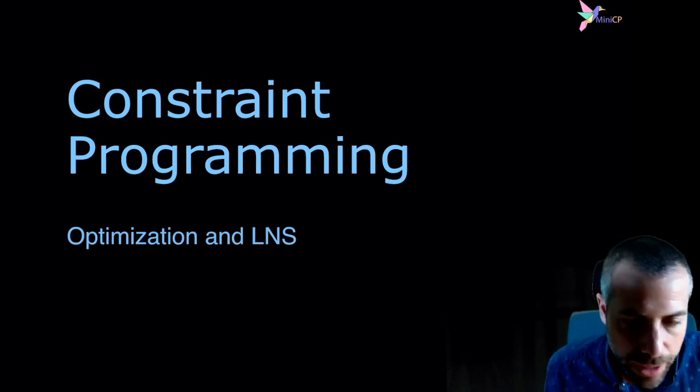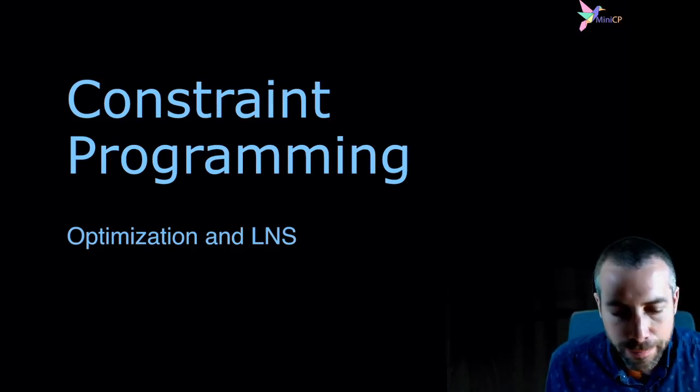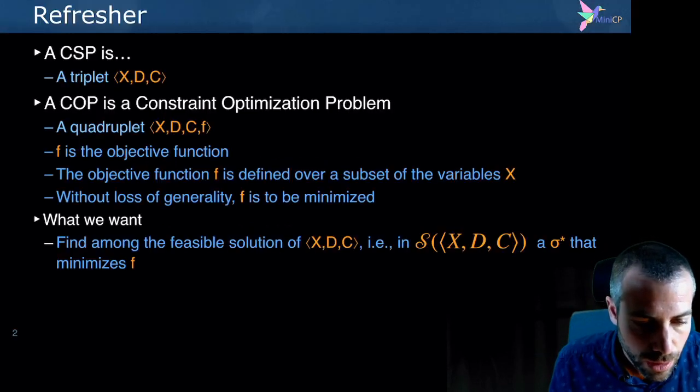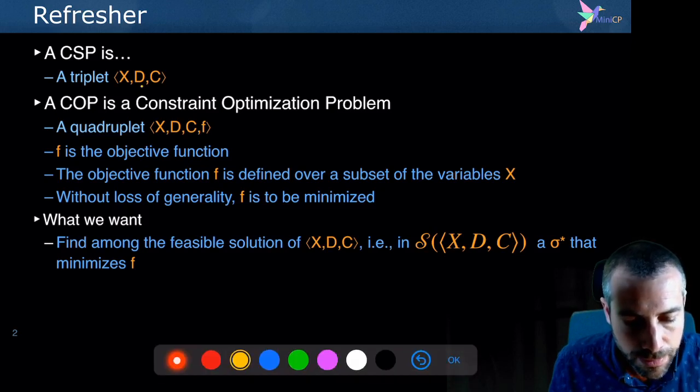In this video, I will remind you how optimization problems are solved with constraint programming, and then we will introduce one very efficient but easy technique to speed up the discovery of good solutions in optimization problems using constraint programming with large neighborhood search.